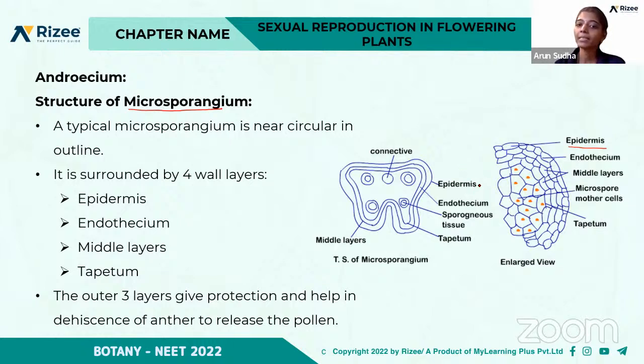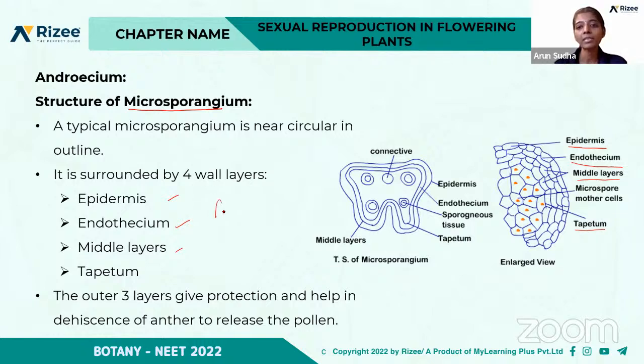So here it is surrounded by 4 layers: epidermis, then innermost to epidermis is the endothecium, then there are middle layers, and the innermost is the tapetum. So these are the 4 layers present in the microsporangium. It is surrounded by 4 wall layers, and among these, the 3 outer layers, which are the 3 outer layers? It is epidermis, endothecium, and the middle layer.